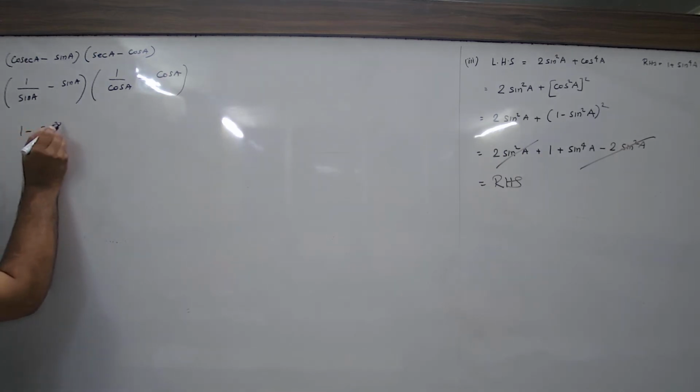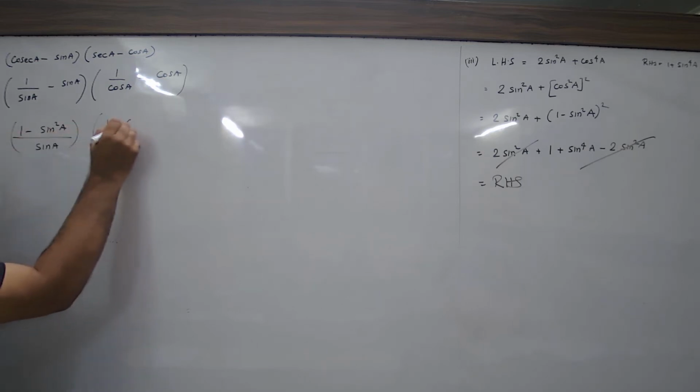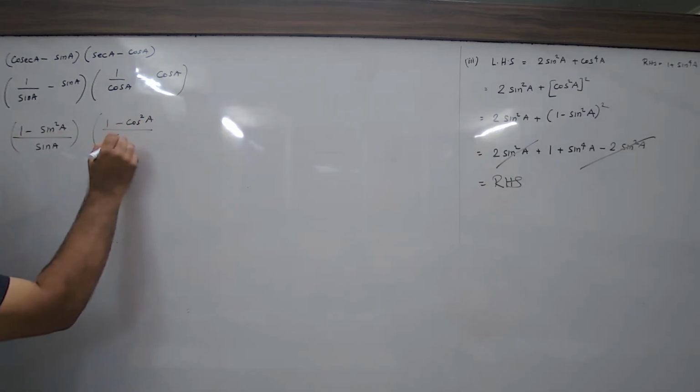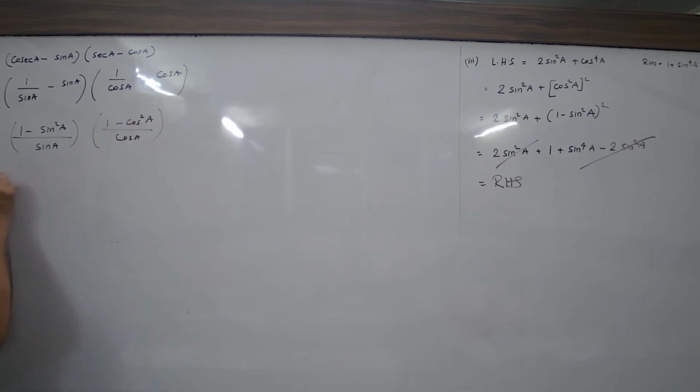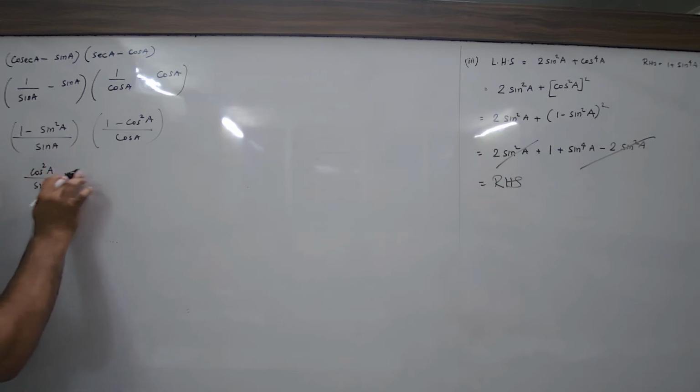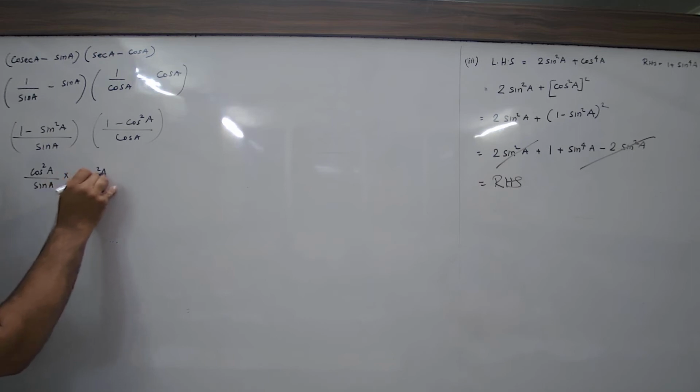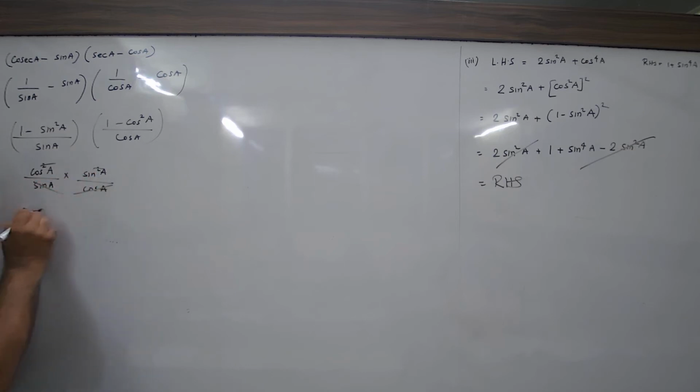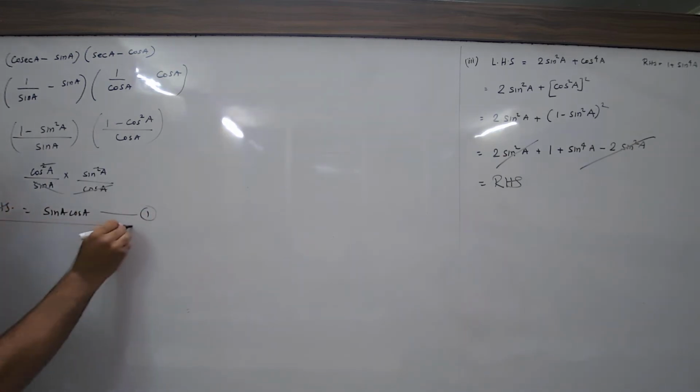Sec को कैसे लिखते हैं? LCM लेंगे? What is 1 minus sin squared A? ठीक है ना? What is 1 minus cos squared A? क्या बचता है? खत्म तो नहीं हुआ, क्या बचा? sin A into cos A.